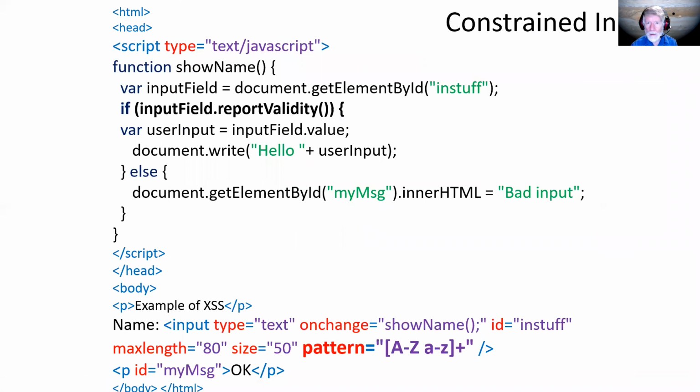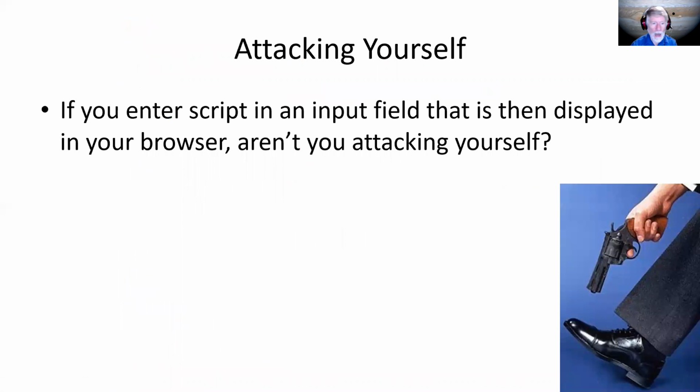Yes, so that's an example of checking the input and using the input constraint API to catch invalid input. All right, then, now, so this helps you from entering scripts into your browser so you don't attack yourself. It may not be particularly clear immediately what kind of advantage that is.